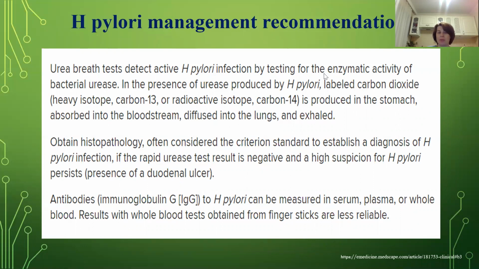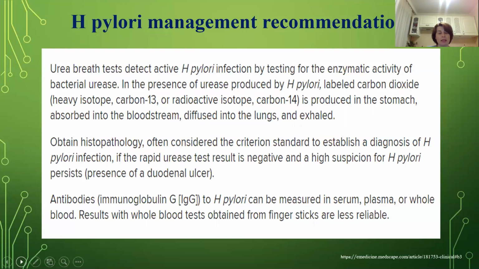In the presence of urease produced by Helicobacter pylori, labeled carbon dioxide is produced in the stomach, absorbed into the bloodstream, diffused into the lungs, and is exhaled. Obtaining histopathology is often considered the criterion standard to establish a diagnosis of Helicobacter pylori infection, if the rapid urease test result is negative and high suspicion for Helicobacter pylori persists, especially in presence of duodenal ulcer. Antibodies to Helicobacter pylori can be measured in the serum, plasma, or whole blood.